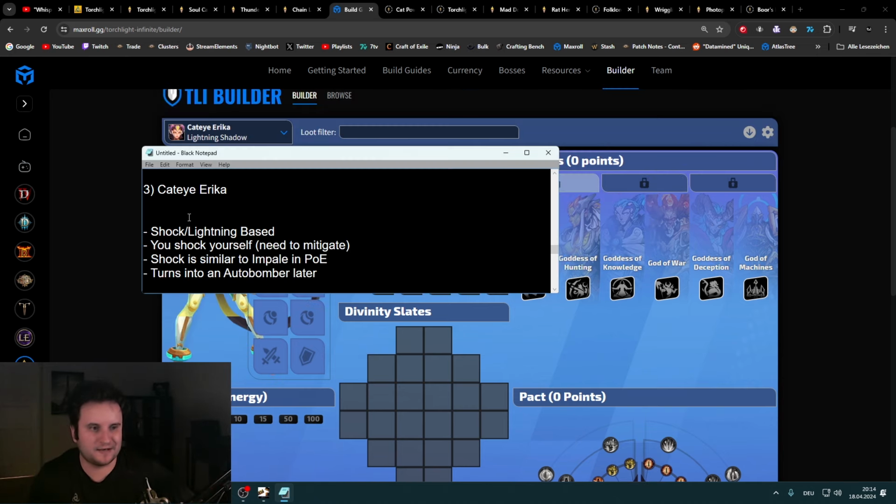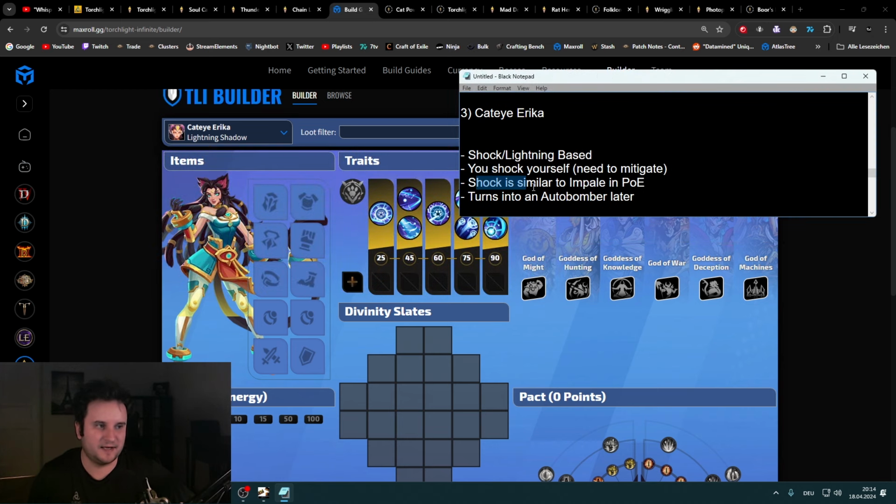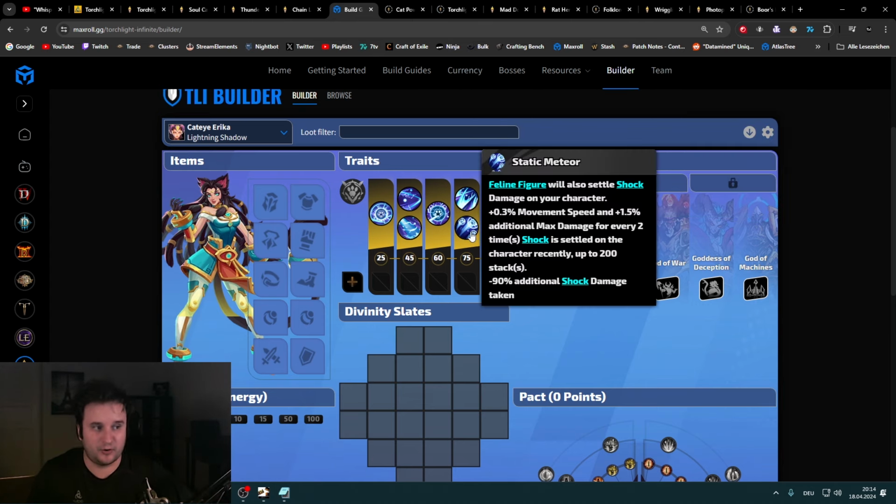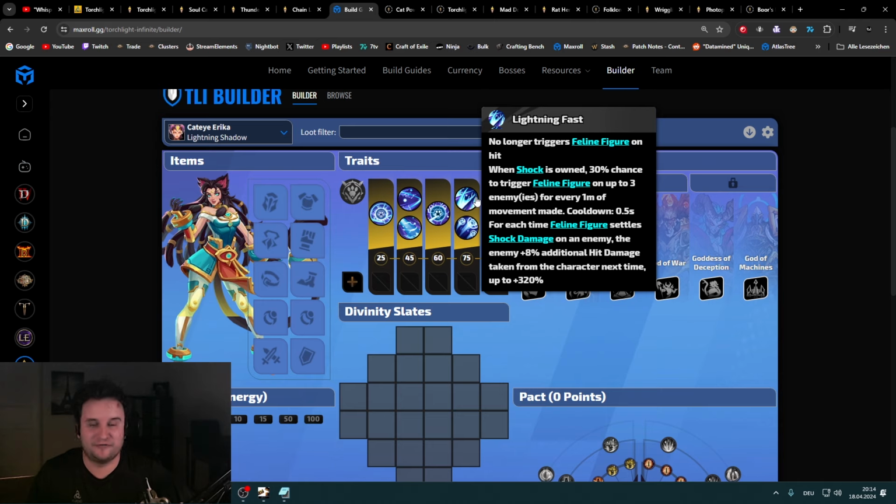Cool thing about the new Erica class, though, is that Shock is similar to Impale in PoE. If you don't know, you apply them, and then you can kind of settle them, sort of like Impale stacks. And this character also turns into an auto bomber later, so you're kind of getting the feel for it. They're really trying to automate the most possible amount, which is obviously also because it's PC and mobile.